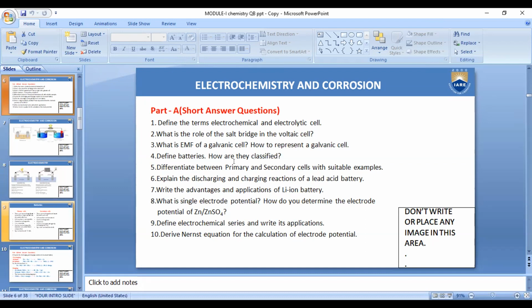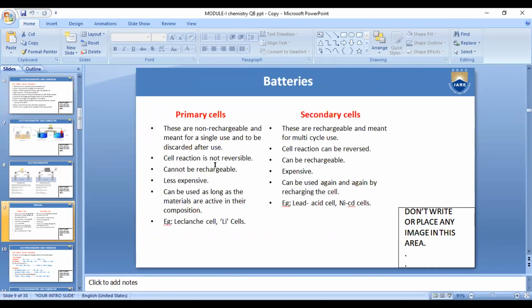Secondary batteries are rechargeable batteries, with multi-cycle use. Primary are cheap, secondary are costly. Tell me some other point. Expensive and cheap, okay. Let's see: the cell reaction cannot be reversed. Cell reaction cannot be reversible.